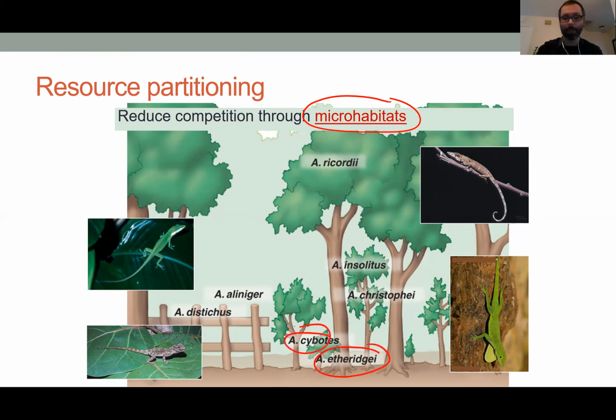This one only lives on the small branches. This one only lives on the medium part of medium trees. This one lives at the top of medium trees. This one lives at the top of the very tall trees. This one only lives on the fence posts. This one lives on the fence boards, right? Like there's so many different micro habitats that they have all adapted to.